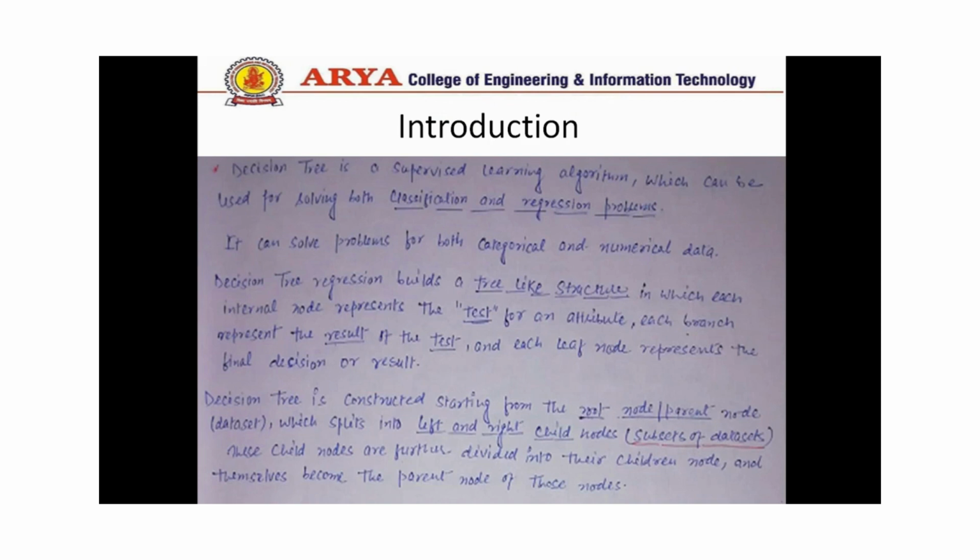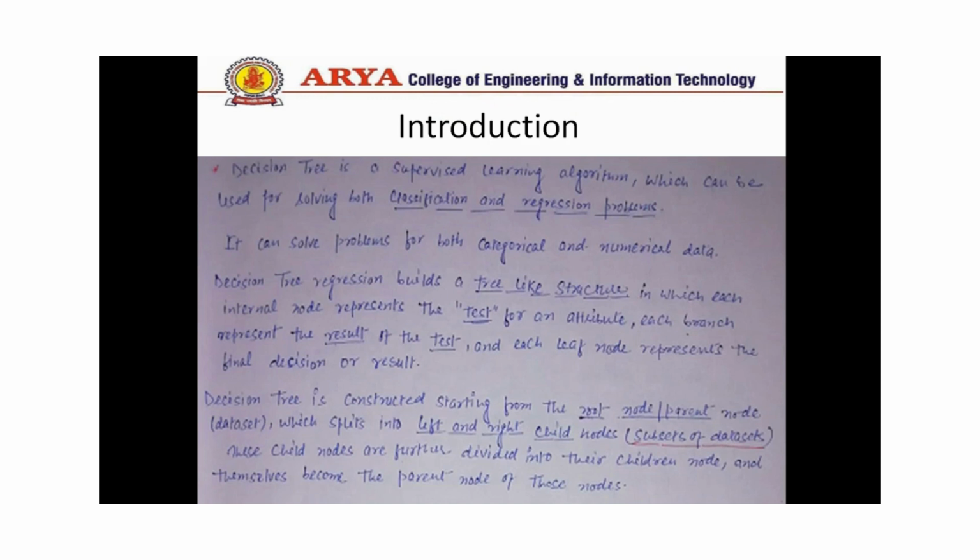As we already know, for regression based problems we use a simple single graph, or the values that are numerical or continuous, but in case of classification we always consider the data in the form of categories. It can solve problems for both category based and numerical based data.